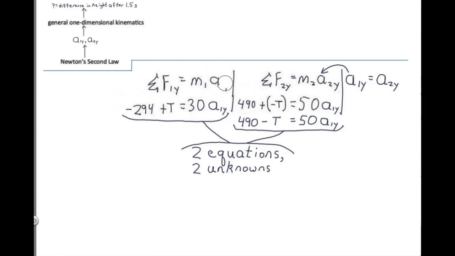When we consider these two equations together, they form a system of two simultaneous equations with a total of two unknowns, capital T and a sub 1y. When you have as many equations as unknowns, it's usually possible to solve for the unknowns. The most efficient way to solve this particular system of equations is the addition method.